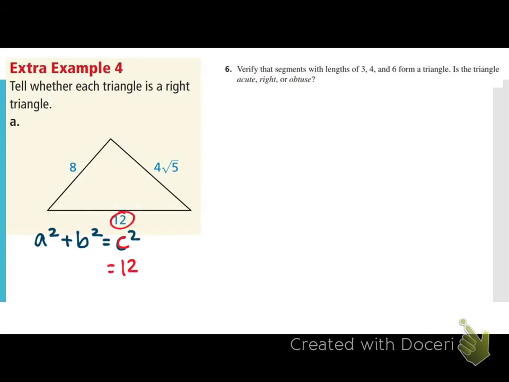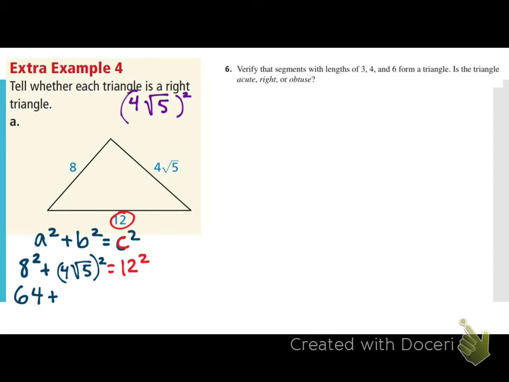So we're going to plug in 12, which means we're going to have 8 squared and 4 square root of 5 squared. So how do I represent that all of this side is being squared? Parentheses. Good. 8 squared is 64. And then I'm going to go off to the side and do 4 square root of 5 squared. All of it's being squared.